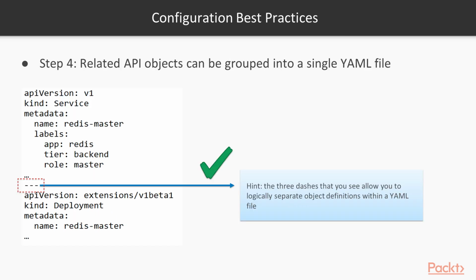Related API objects can be grouped into a single YAML file. In YAML, you might be familiar with the --- symbol in the file. What this does is separate the different objects. So up above we have a service object, and then we add ---, and below that we have our deployment object. We can specify more than one API object in a YAML file.